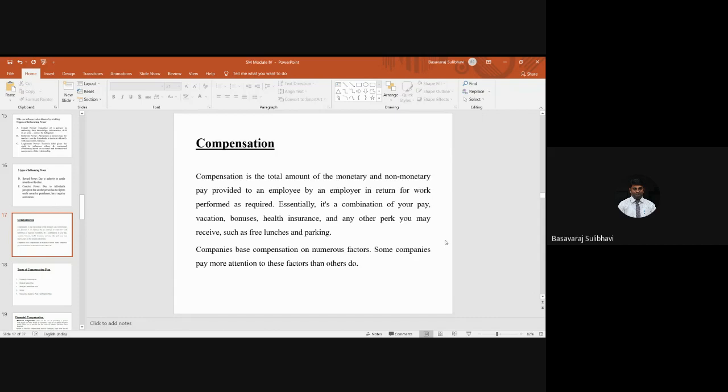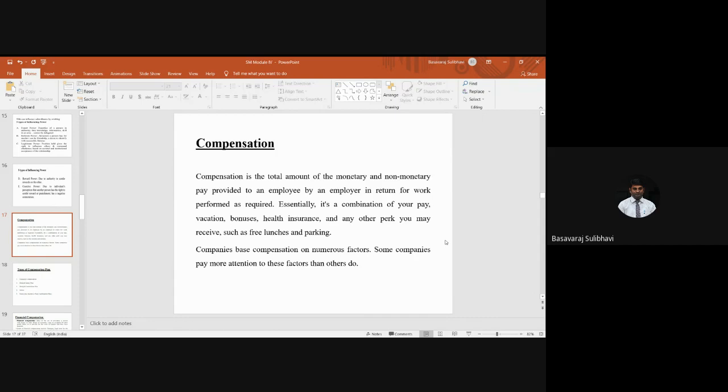Now we don't say that compensation is related only to monetary things, only pay given in the form of a salary. No, even something else is also added, which are non-monetary benefits, which are going to be received by the employee for his performance rendered to the organization.